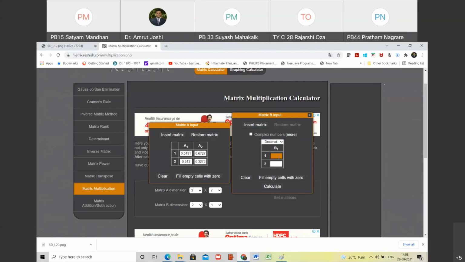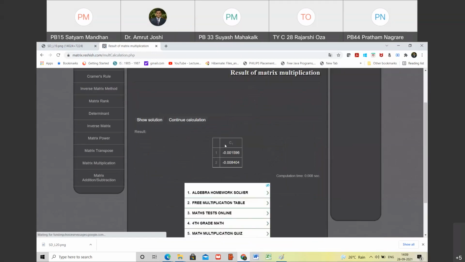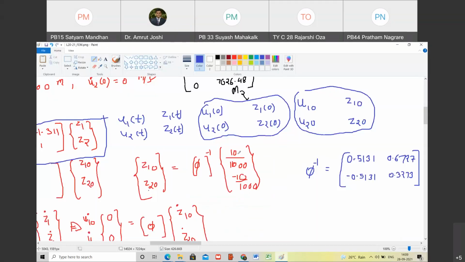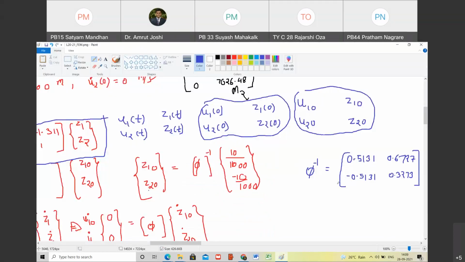And this matrix is 10 by 1000, 10 by 1000 is 0.010. Is that right? Yes. And then this matrix is minus 0.010. Calculate. Now it has given the result. We gave the values correctly, right? 10 by 1000 is 0.010. Correct. So let me write down those values.